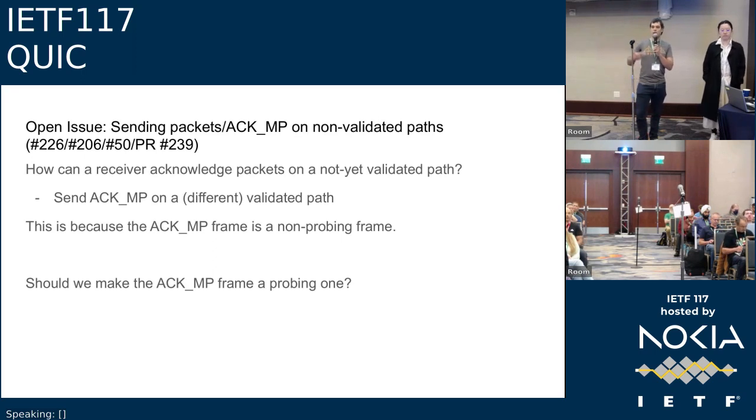Currently what we can do, and that works actually, is we can just send the ACMP frame on a different validated path, and this is because the ACMP frame is a non-probing frame. So if we want to make it work and put ACMP in the path response packet, we need to make the ACMP frame a probing frame. So do we want to make this, or is it just fine to keep it non-probing and send the ACMP on another path?